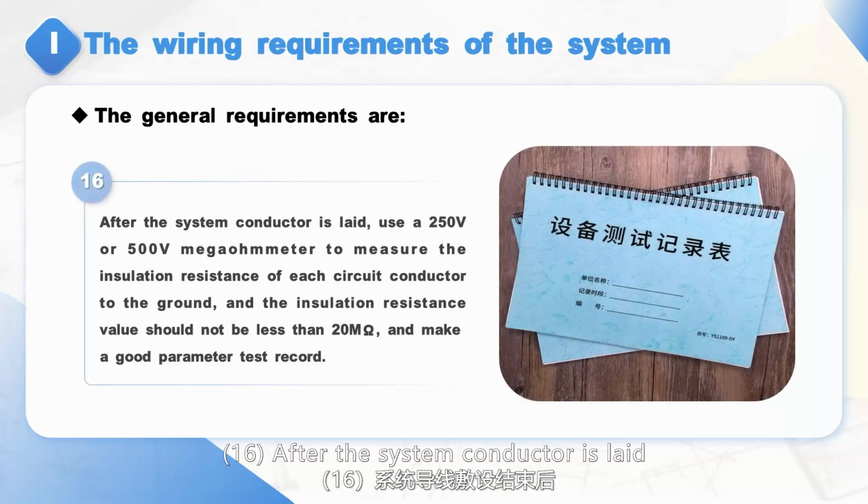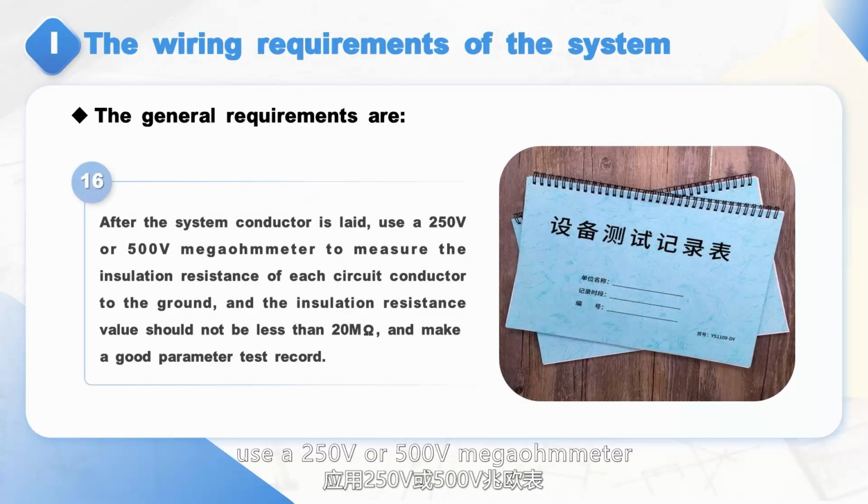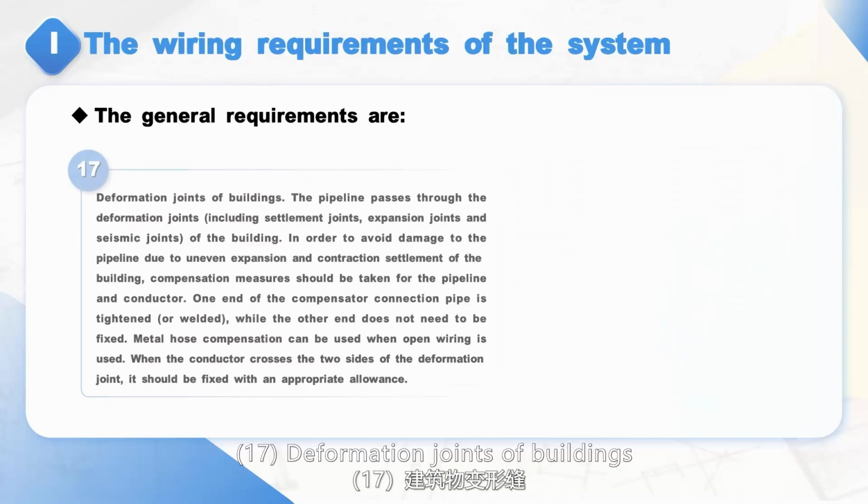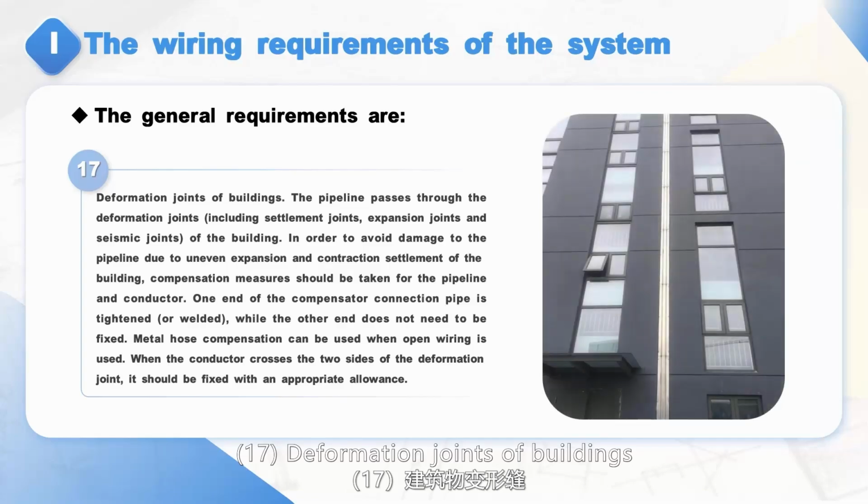16. After the system conductor is laid, use a 250V or 500V megohmmeter to measure the insulation resistance of each circuit conductor to the ground. The insulation resistance value should not be less than 20 megohms, and make a good parameter test record.